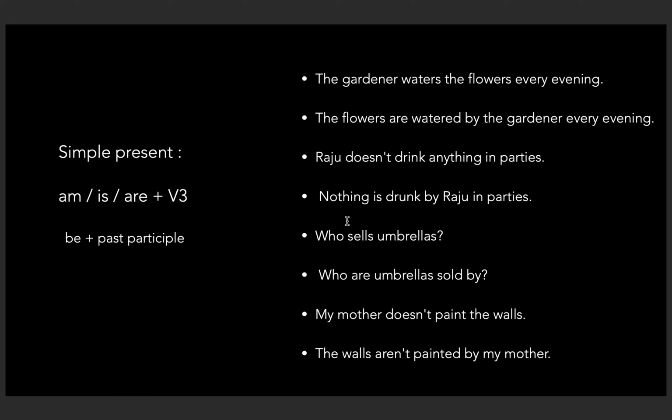The trickiest part is this. Once you change voices from active to passive, you need to be extremely careful, because sometimes you need to change the object based on its nature. Here the object anything is actually not anything but nothing: nothing is drunk by Raju in parties. Drunk is V3.